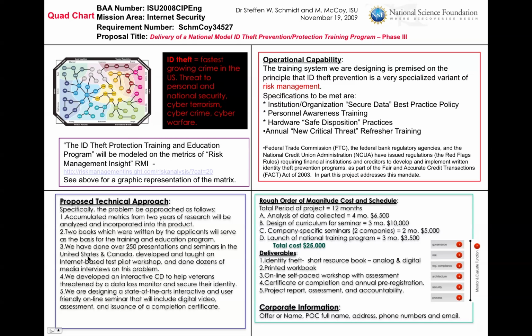The second quad box below here lays out the kind of technical approach, you know, what is going on in the project, what we call operational capability. And the last one is kind of a cost and magnitude schedule. We'll come to all of these in the next slides.